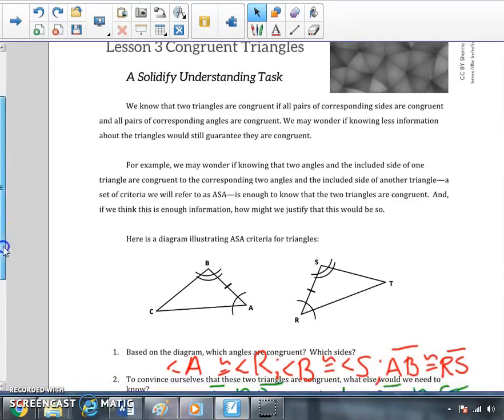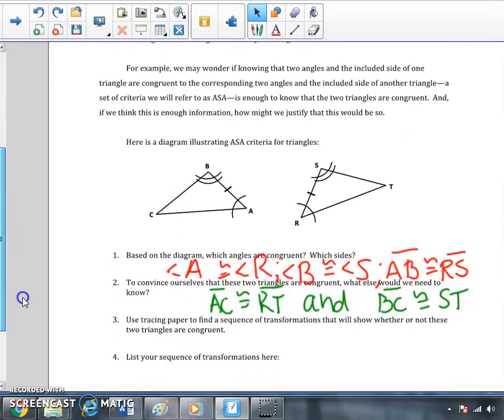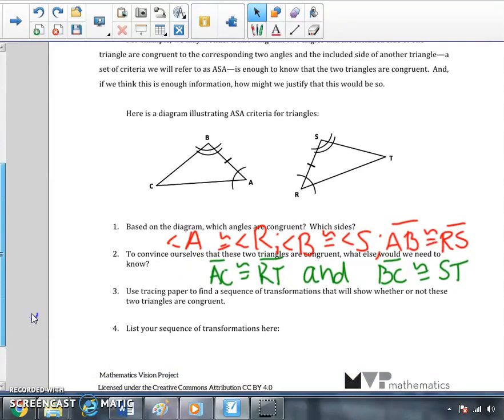The first thing that we did in class was take a look at these 2 triangles. Unlike the previous task, where we started with congruent figures and were asked to transform them, in this task we start with figures we don't know are congruent and we're trying to convince ourselves that they are. If we look at triangle ABC on the left and triangle RST on the right, we can see that the diagrams are marked. The first thing we discussed was which angles are congruent and which sides.